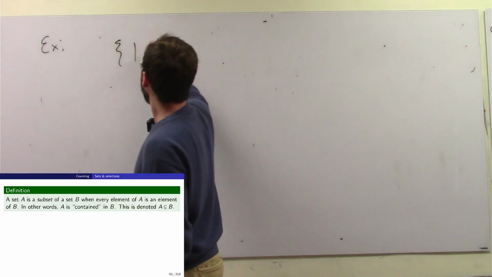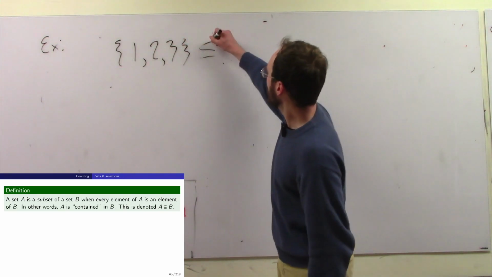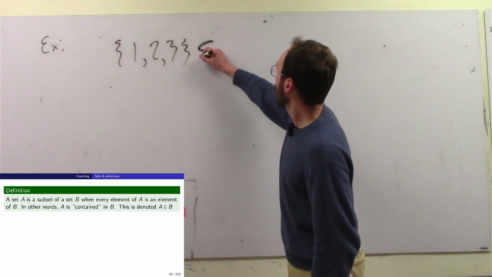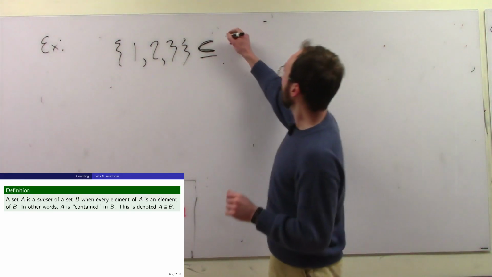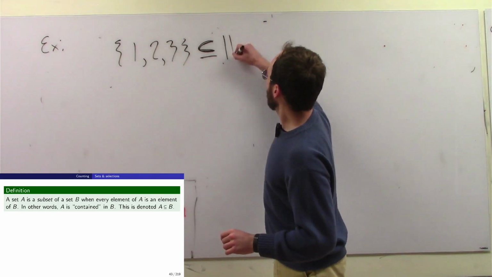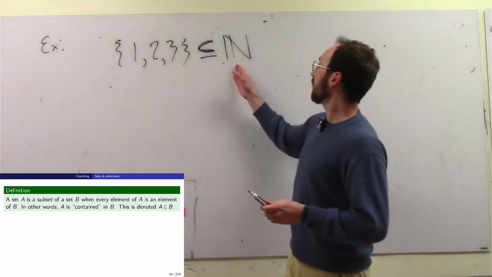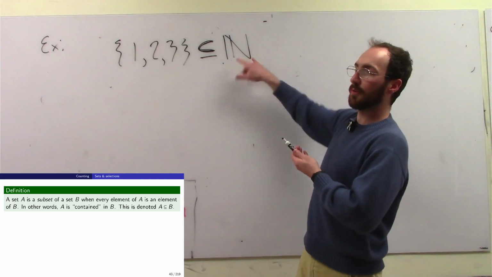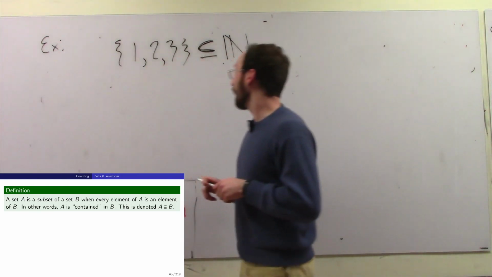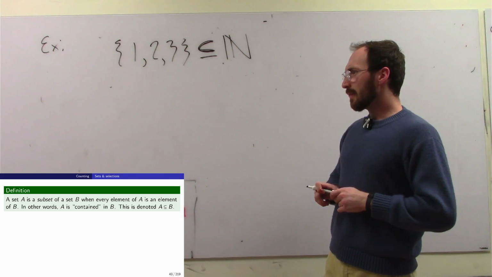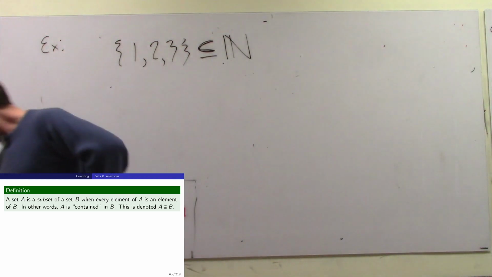So we had 1, 2, 3. That is contained. We use this sort of circle less than or equal to looking kind of thing. This is contained in the natural numbers. It is a subset of it because this is just 1, 2, 3, everything else. So the first 3 numbers are definitely in there. I think we can just go on to the next example.